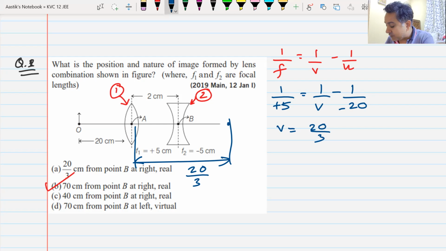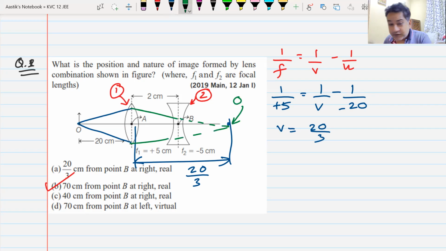See, the object from here. If I just draw a vague ray diagram, the object from here, after the rays get refracted, they are going to go like this, but they will not reach. So this object, which is the image of the first lens, is a virtual object for the second lens.